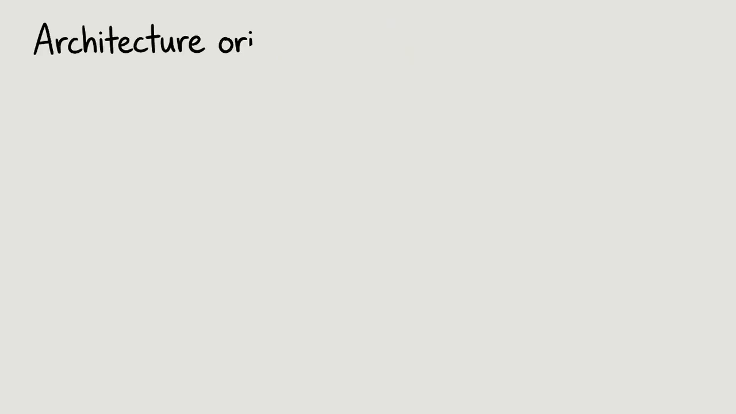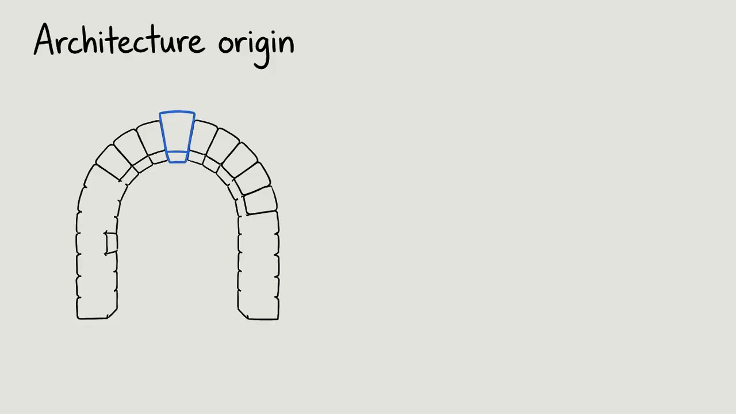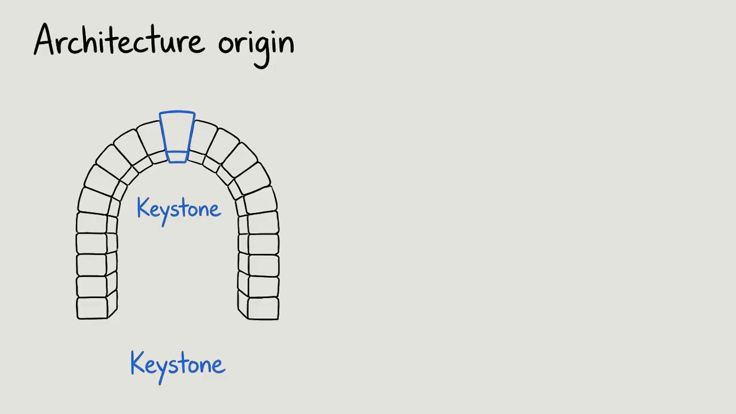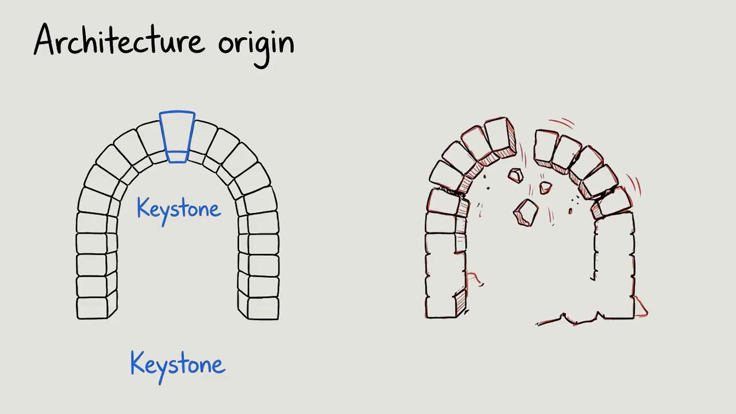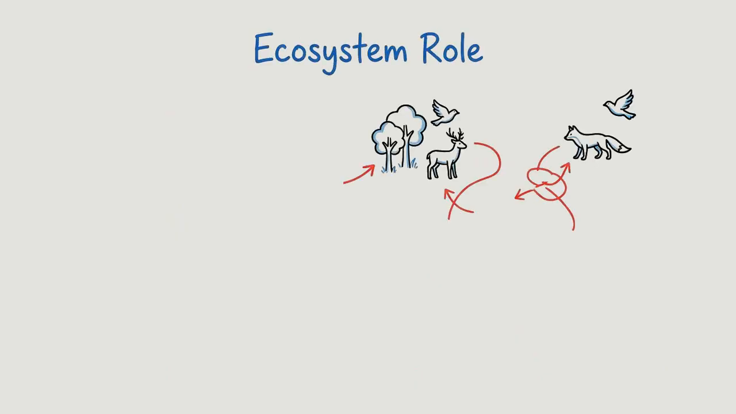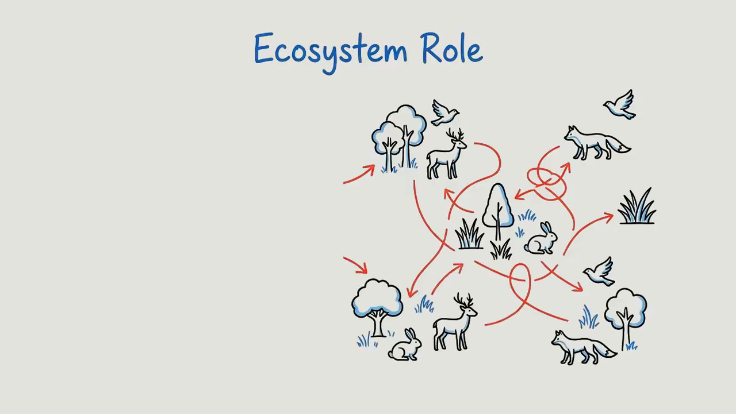The word keystone comes from architecture. In a stone arch, the keystone is the single stone at the top. It is not larger than the others, but it locks the whole structure in place. Remove it, and the arch collapses. A keystone species plays a similar role in an ecosystem. Take it away, and the system can reorganize or even fall apart.